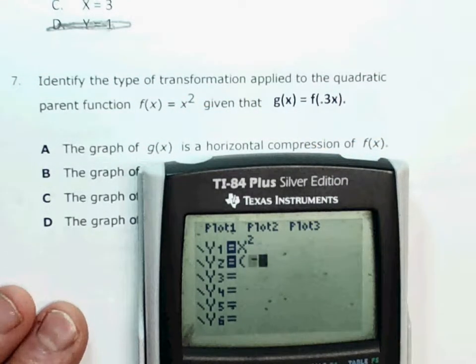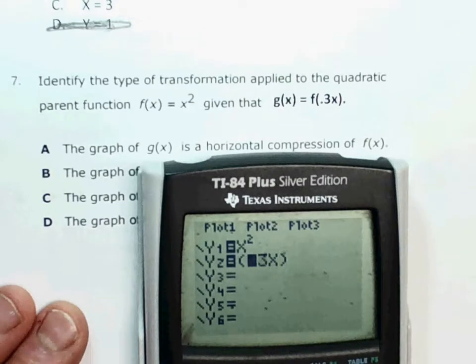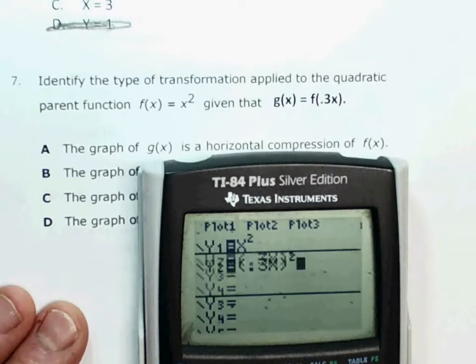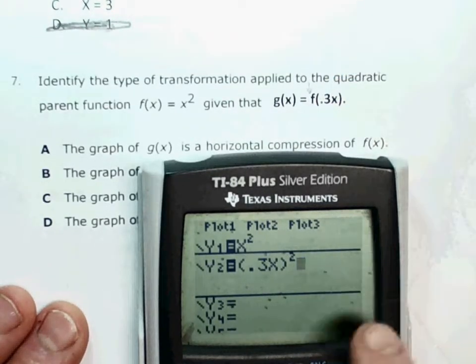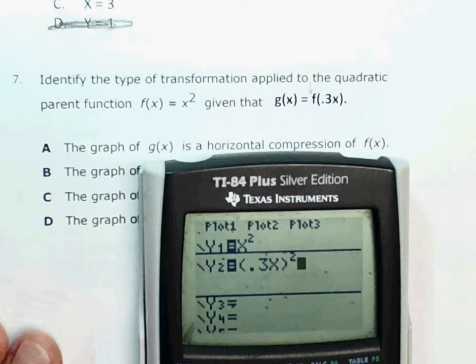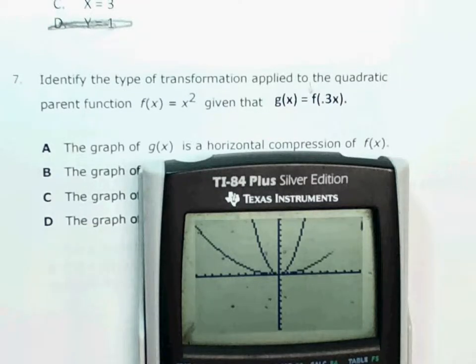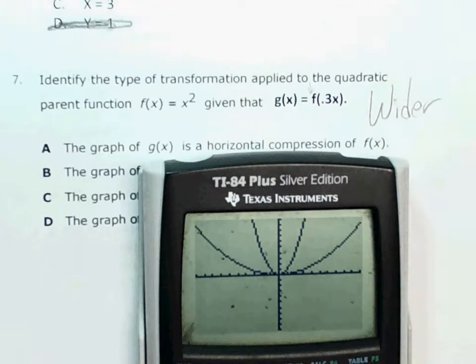So just type in the parentheses. Where did I get a negative from? Oh my goodness, that should be a .23. And we're going to square that bad boy. Is there anything else out front over here? No, that's it. So, alright, here we go. Let's see what happens. We press graph. Here flies the parent. Alright, so by looking at it, we know that we need to be wider.